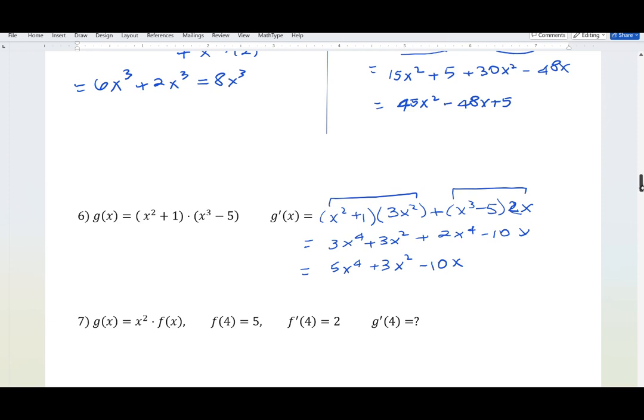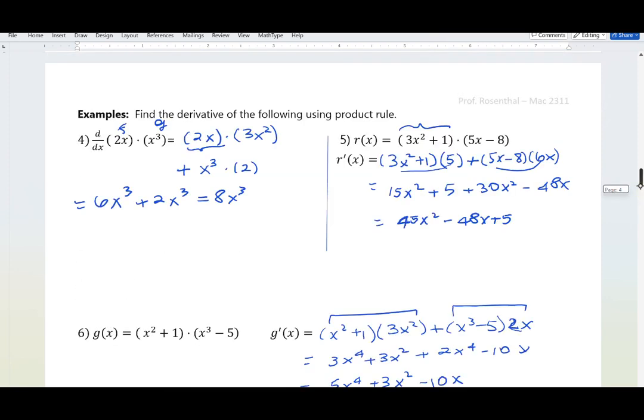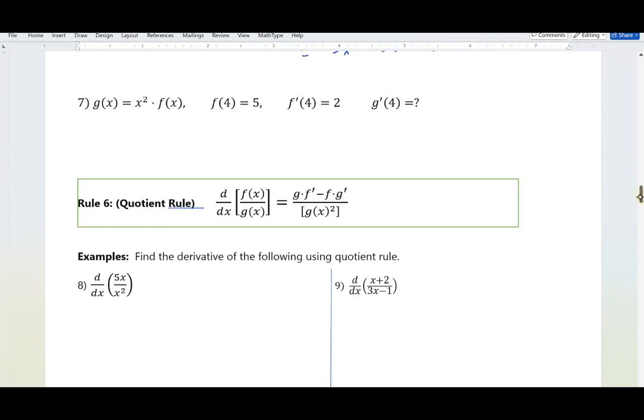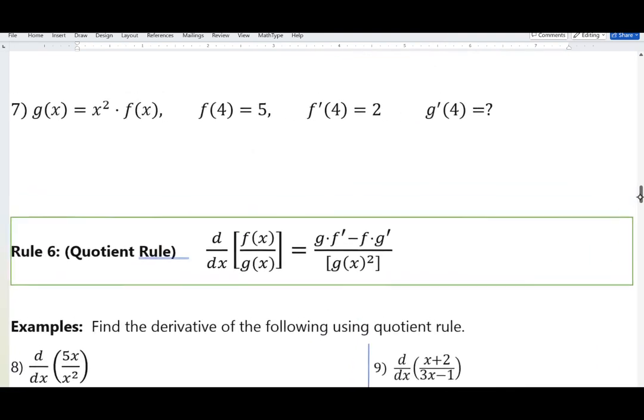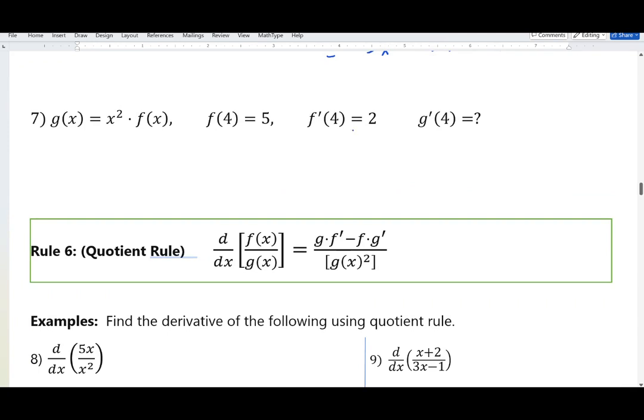And this next one is interesting because it's kind of a problem where you don't even know what f of x is, but we can still take the derivative because they give us some additional information. So we're looking at number 7. G of x equals x squared times f of x. F of 4 equals 5. F prime of 4 equals 2. What is g prime of 4?